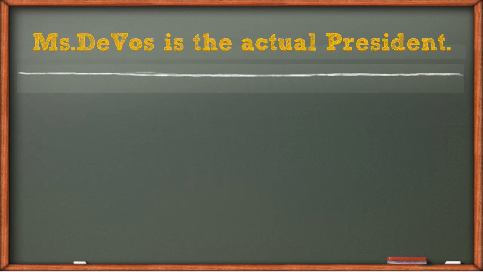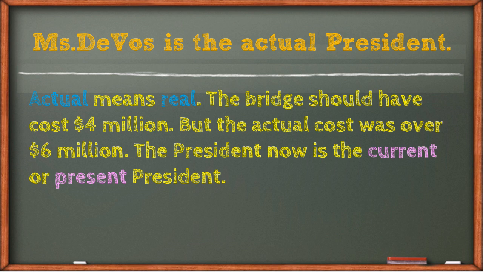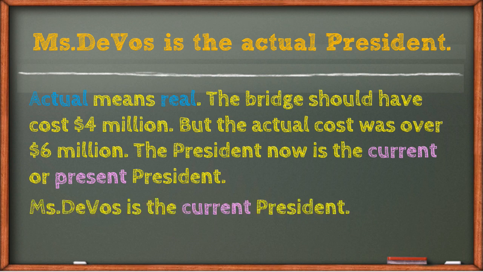Ms. DeVos is the actual president. "Actual" means real. The bridge should have cost $4 million, but the actual cost was over $6 billion. The president now is the current or present president. Ms. DeVos is the current president.